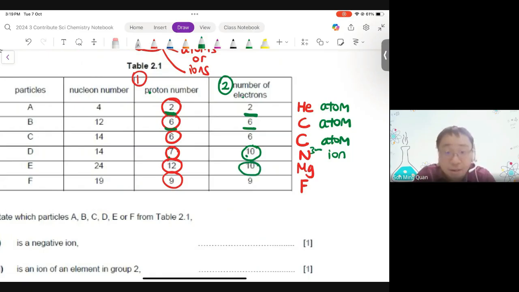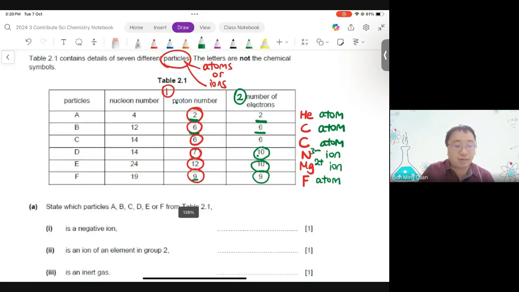Again, it's different. It has 10 electrons but 12 protons. So 10 versus 12. 10 is less than 12. So electron is less. If electron is less, it's actually a positive ion. It's a 2 plus ion. Which makes sense because you remember that magnesium is group 2, it forms Mg2 plus ions. Okay, and the last one is the atom of fluorine because 9, 9, they are equal. Equal number of protons and electrons is an atom.